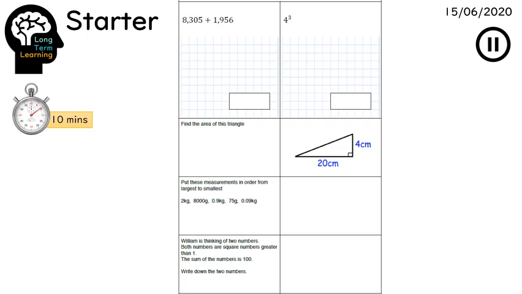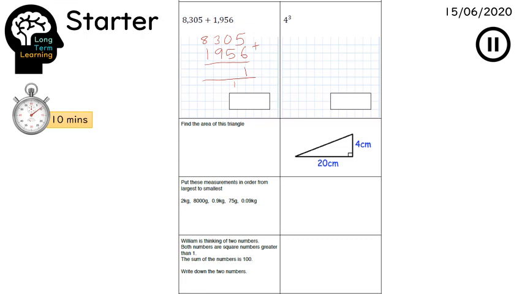So let's have a look at the answers. I'm just going to quickly run through these. So first question, we've got 8,305 plus 1,956. Use that column method. Make sure we line up each digit.